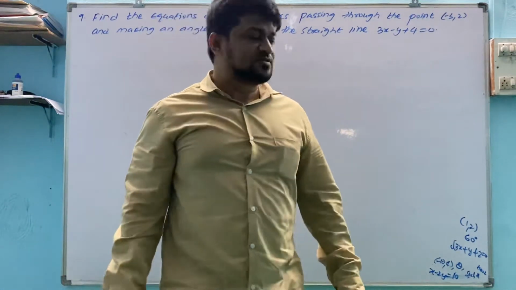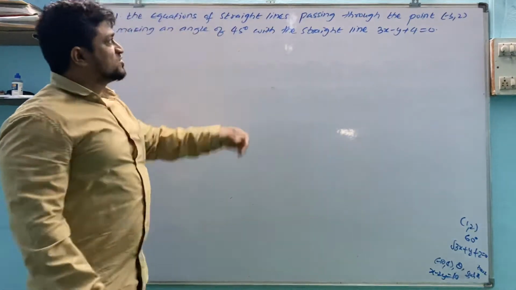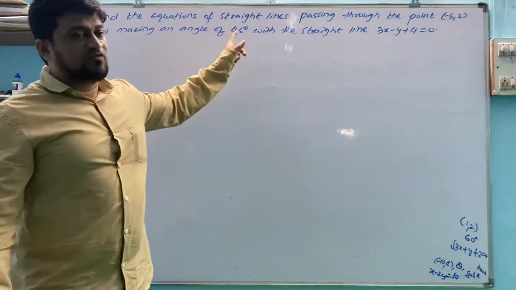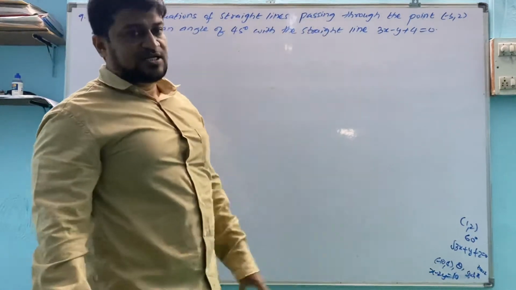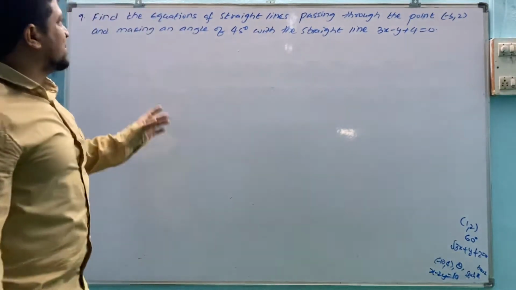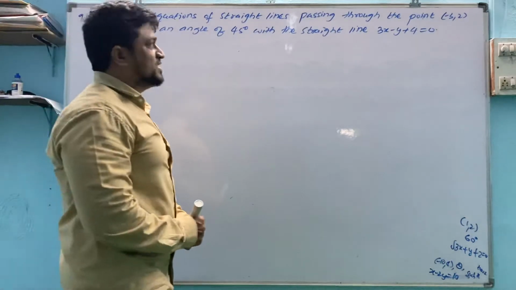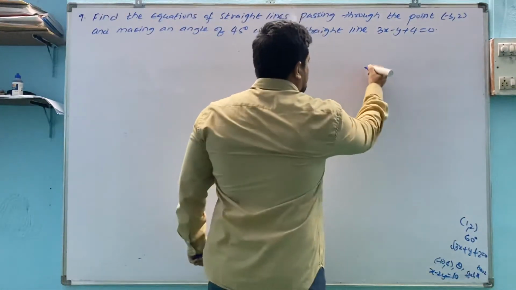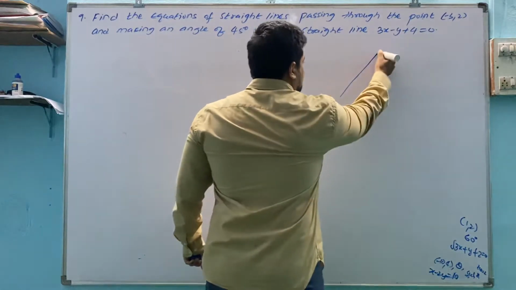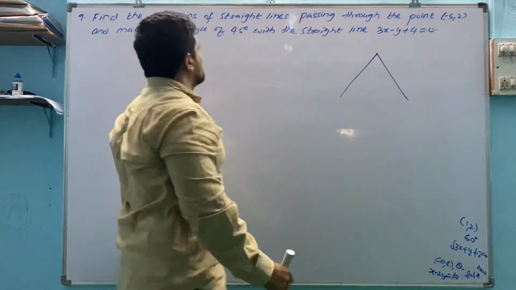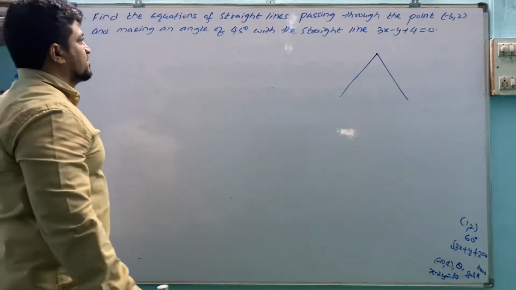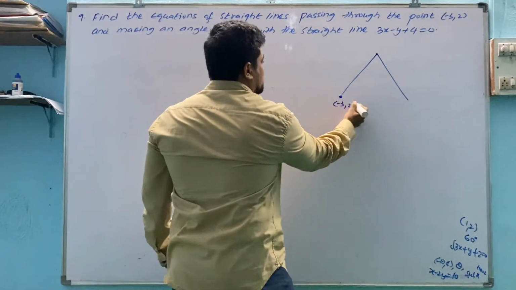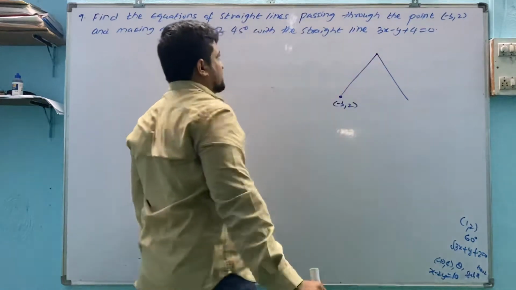One for 4 marks. Find the equations of straight lines passing through the point (-3, 2) and making an angle of 45 degrees with the straight line. See what is given to us? Equations of straight lines passing through the point and making an angle of 45 degrees with the straight line. Suppose that is passing through this point.